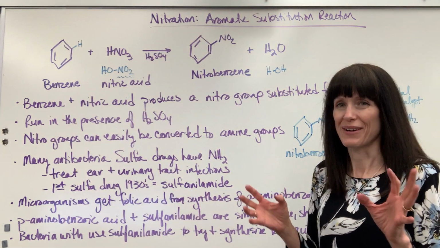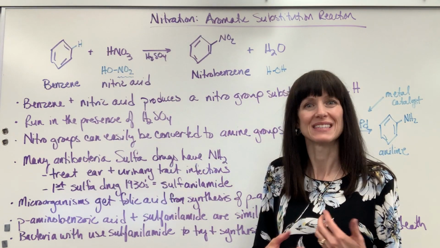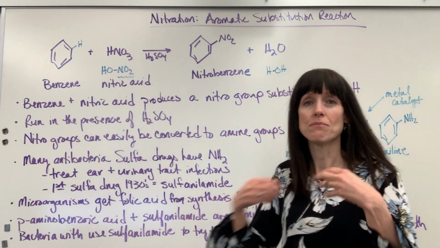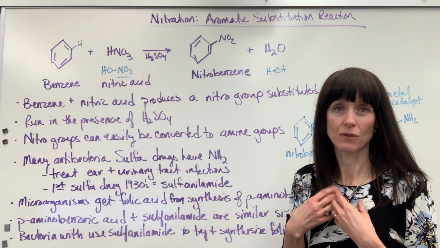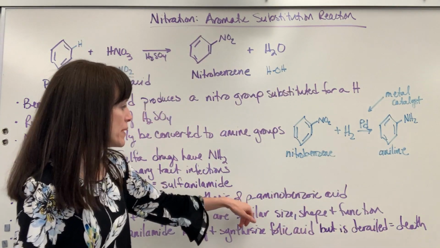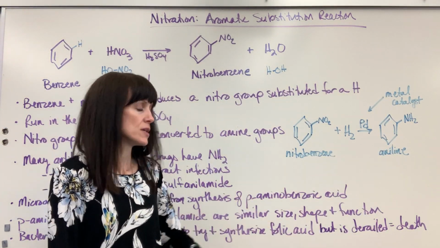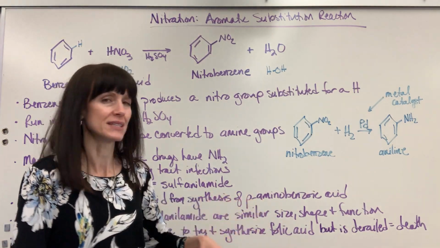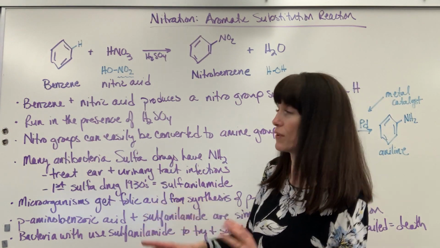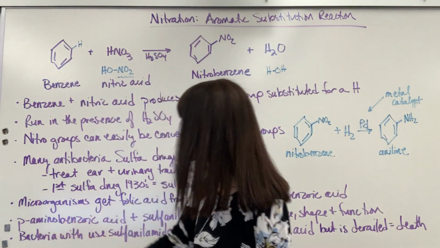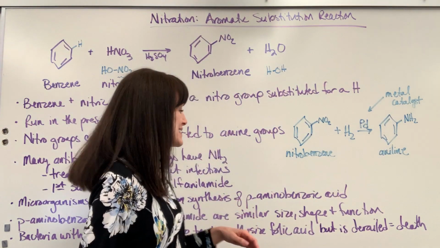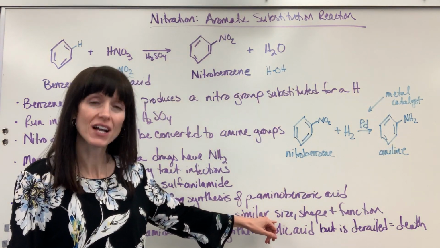Sulfanilamide. Now, significance, how this works, the mechanism of how this antibacterial works. Well, microorganisms make folic acid inside of themselves. And the way they do that, they get folic acid from the synthesis of a compound called para-aminobenzoic acid, okay? So inside the organisms, they're going to synthesize folic acid by changing para-aminobenzoic acid into the folic acid. Well, this para-aminobenzoic acid and the sulfanilamide are very, very similar in size, shape, and function.